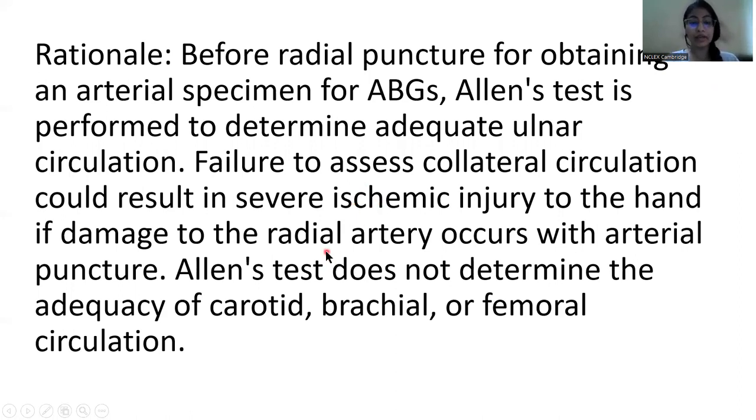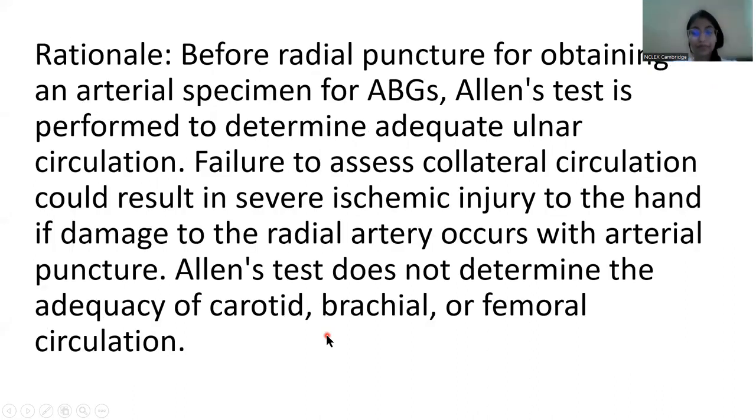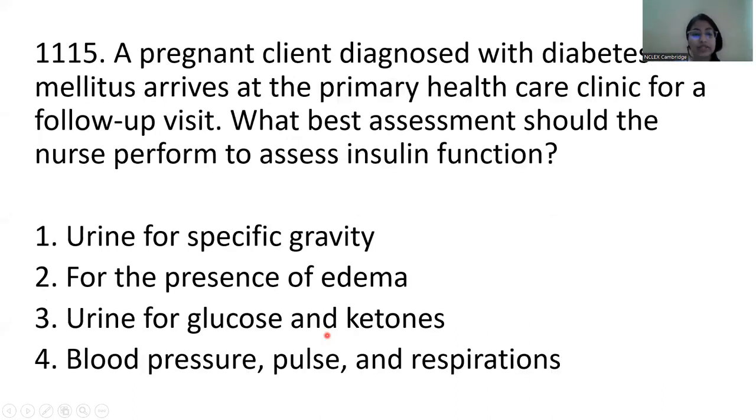So during puncturing of the radial artery, we can see ischemia if ulnar flow is not intact. So it is necessary to do the Allen test before ABG analysis. Allen's test does not determine the adequacy of carotid, brachial, or femoral circulation. So only option 1 is correct. Now, let's move on to the next question.